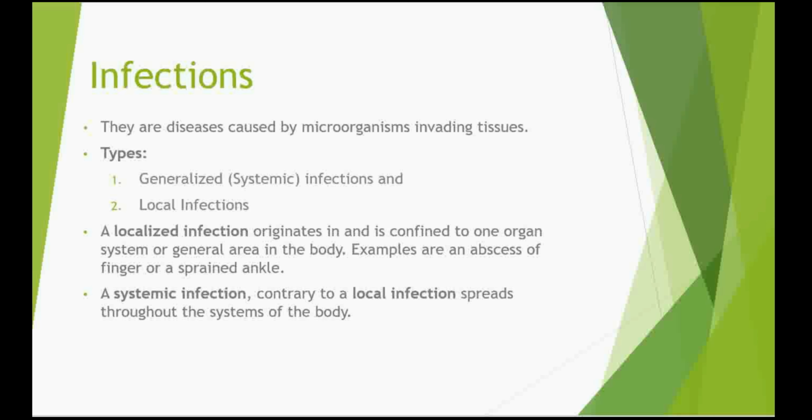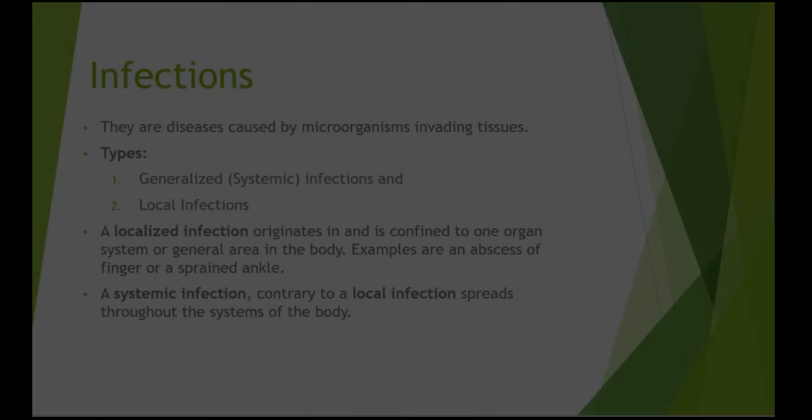Just to give you a general description, a localized infection originates in and is confined to one organ system or a general area in the body. Examples are an abscess of a finger or a sprained ankle. A systemic infection, instead, contrary to a local infection, spreads throughout the systems of the body. Another very, very important concept to understand how diseases occur and spread, how they manifest themselves, is the chain of infection. We will see this model in the next slide.